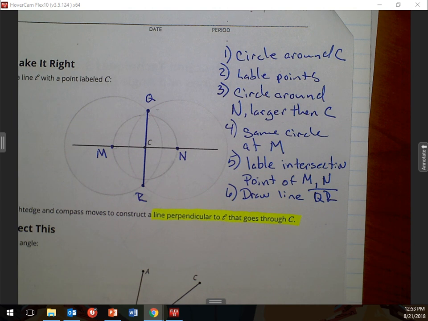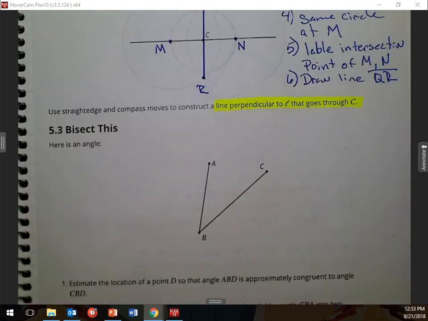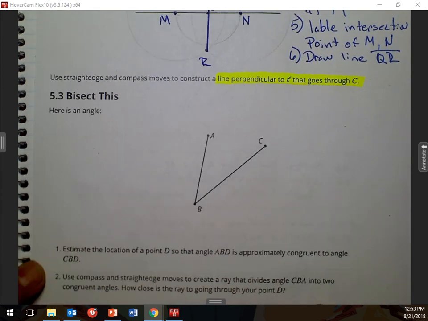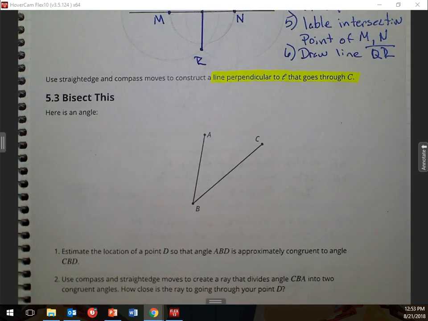Okay, so all right, so now let's take a look at this next one. Right here it says bisect this angle. Now, again, it really doesn't give you the steps on this one right here. So we are going to go through and do this.